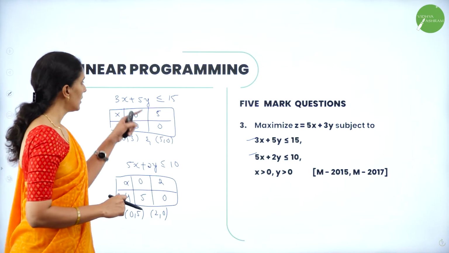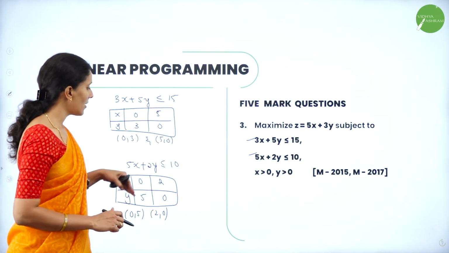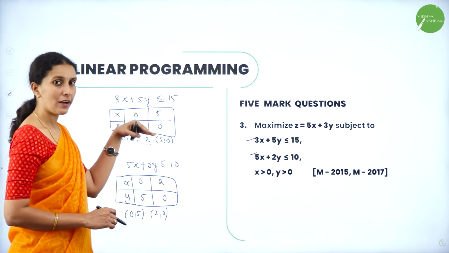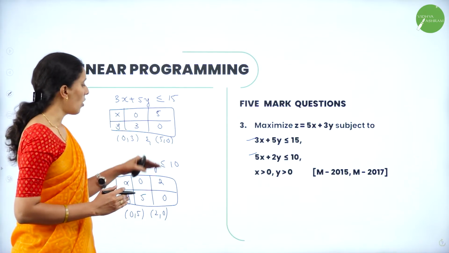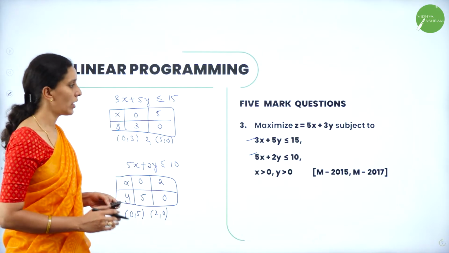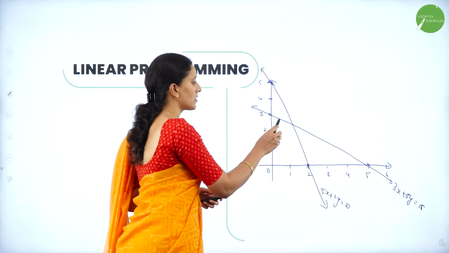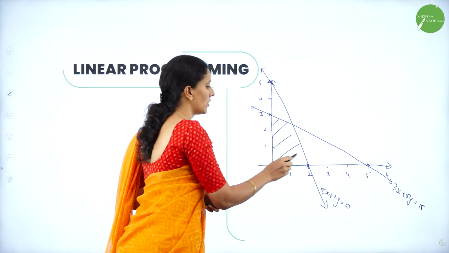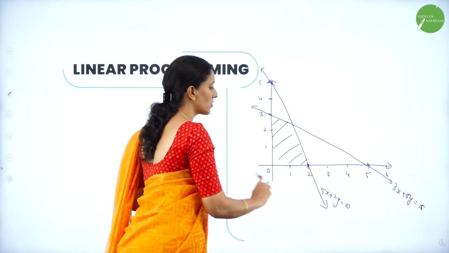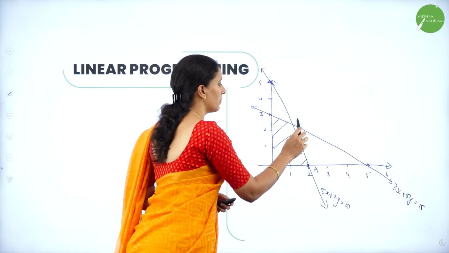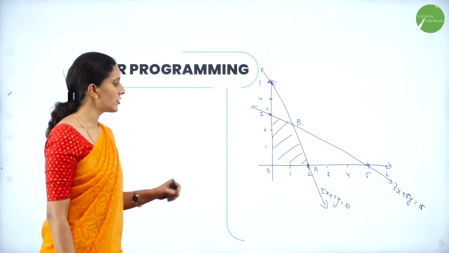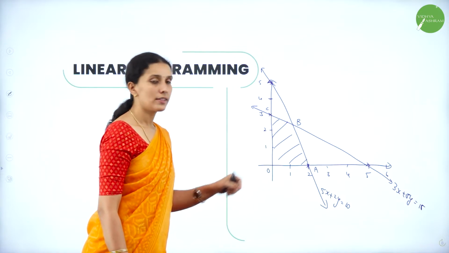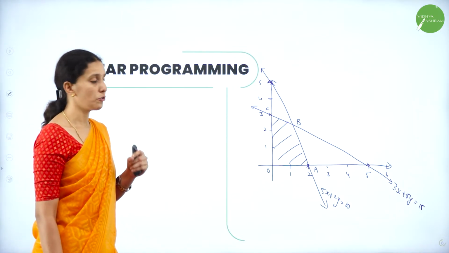Next, since both conditions are less than or equal to, the region lies below the line. Which is the region common to both, satisfying both conditions? That is this. Mark the region as O, A, B, C. After marking the region as OABC, this is the feasible region or the solution region.